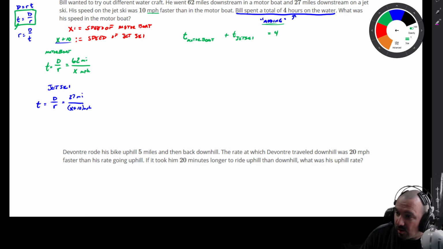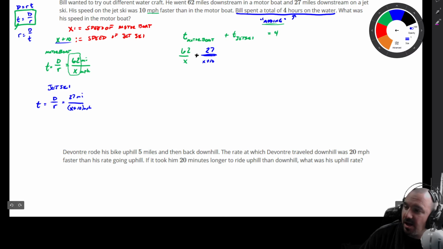The time of my motorboat, that's 62 over x. So 62 over x. And then I'm adding. So I'm going to bring this adding in here. And then my time on the jet ski is 27 over x plus 10. Don't forget that x plus 10 is entirely captured by the fraction bar. And finally, that's going to equal 4.